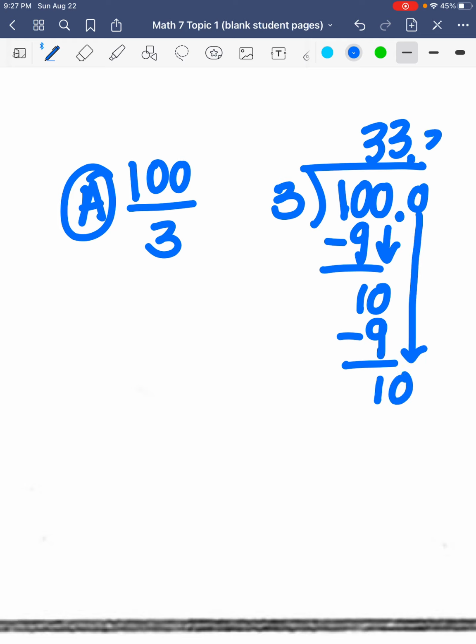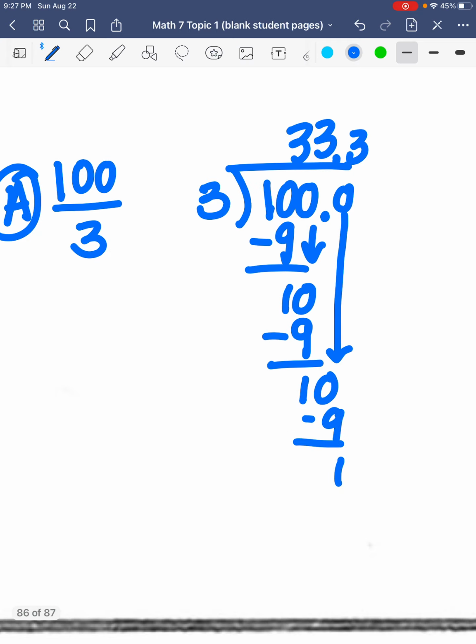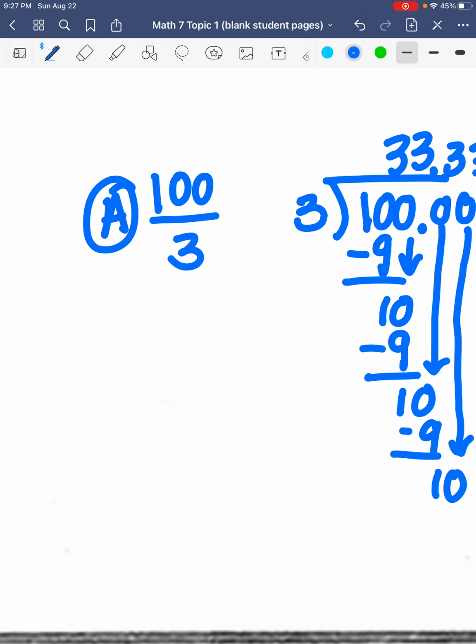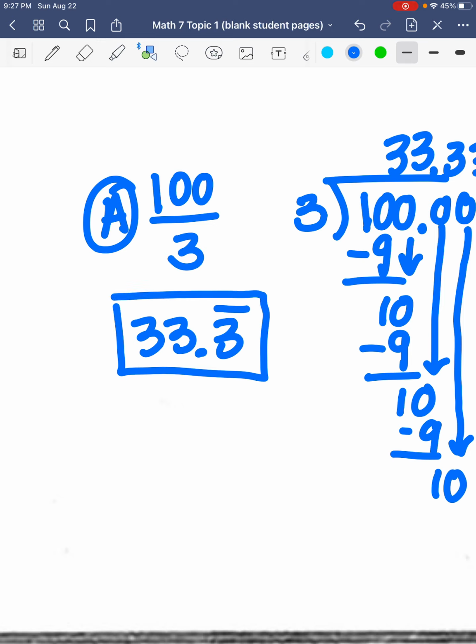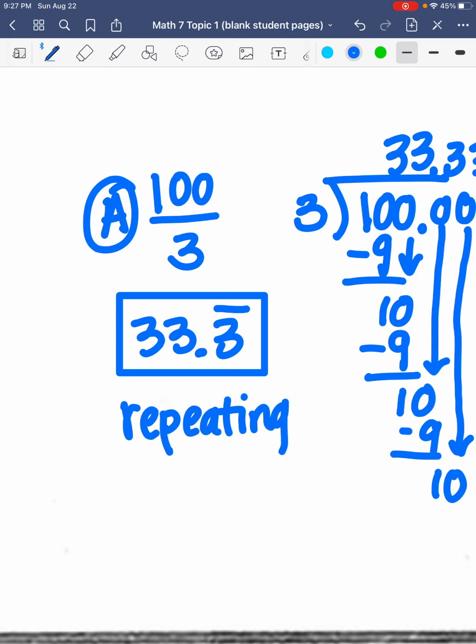3 goes into 10 3 times. 3 times 3 is 9. Y'all see where this is going, right? Even if I add another 0 and bring it down, it's going to be the same thing. So I know that 100 over 3 is equivalent to 33.3 repeating. Okay, so that one is a repeating decimal, and that's exactly what I predicted because of that 3 in the denominator.